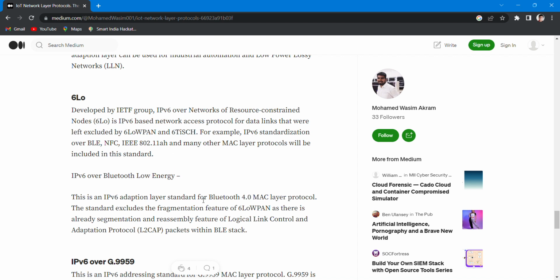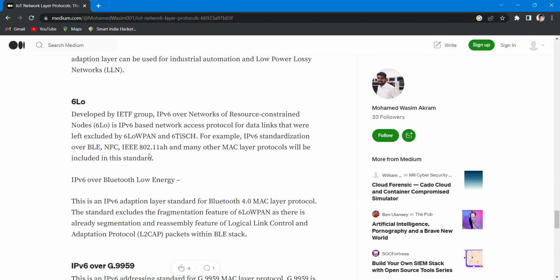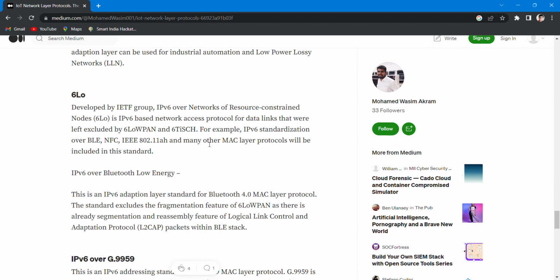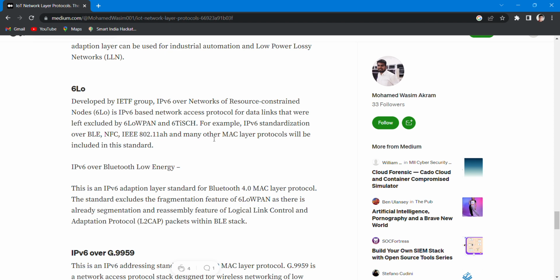IPv6 over networks of resource-constrained nodes is an IPv6 based network access protocol for data links that were left excluded by 6LoWPAN. It is the optimization of 6LoWPAN and 6TiSCH, as this website says. So it is, for example, IPv6 standardization over BLE, NFC, IEEE 802. This is the IEEE standard, and many other MAC layer protocols will be included in this standard.